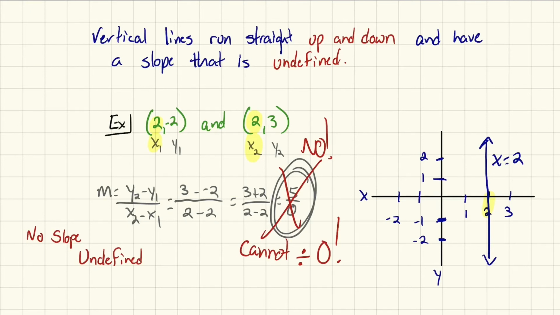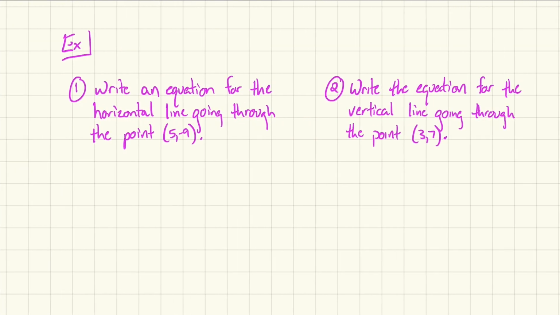Vertical lines have an undefined slope. There's no slope because it's running straight up and down. Horizontal lines have a 0 slope because they are running flat and there's no change. Okay, so let's look at a couple example problems using these concepts and we'll go from there.